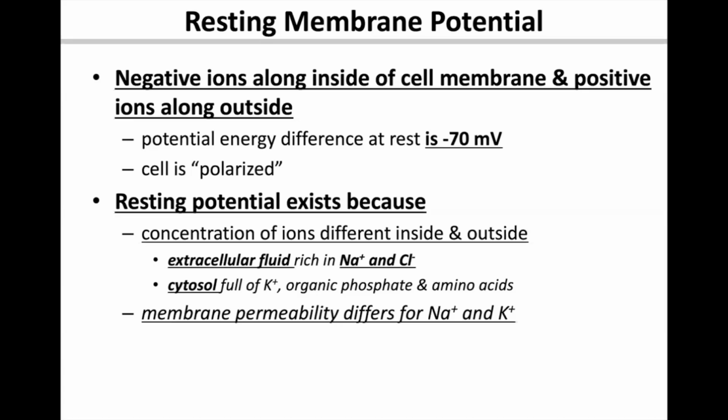Resting potential exists because of the differences in ion concentration, with extracellular fluid rich in sodium and the cytosol or intracellular fluid rich in potassium, phosphate, and amino acids. Membrane permeability differs between sodium and potassium. We have learned that, and we now know that the resting membrane potential is negative millivolt.